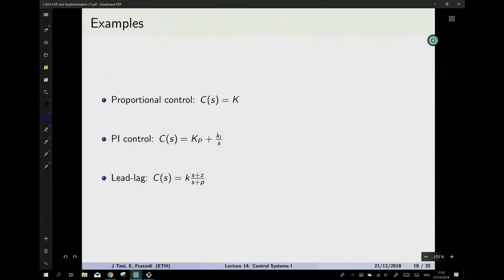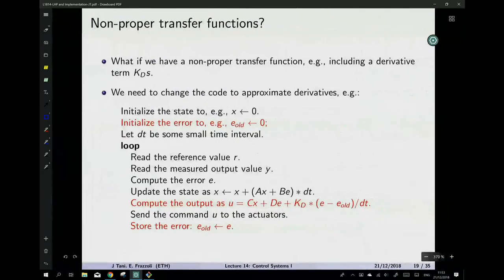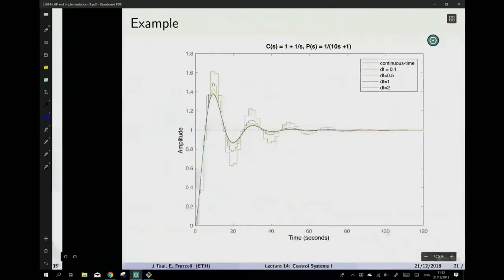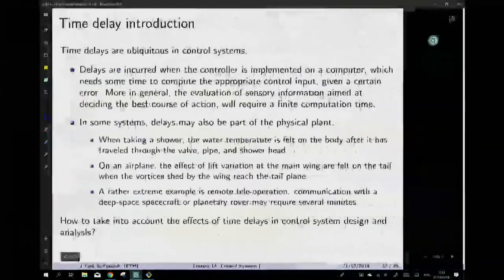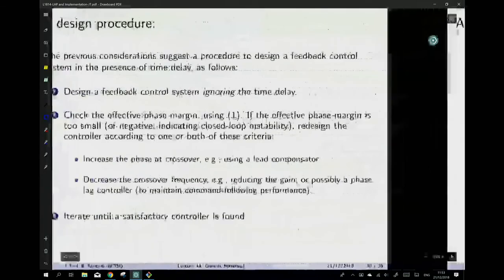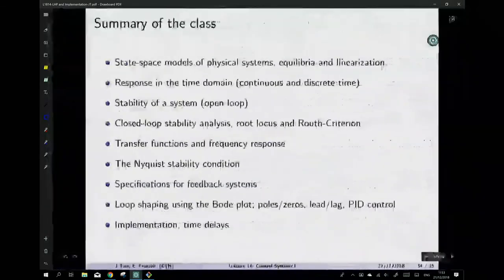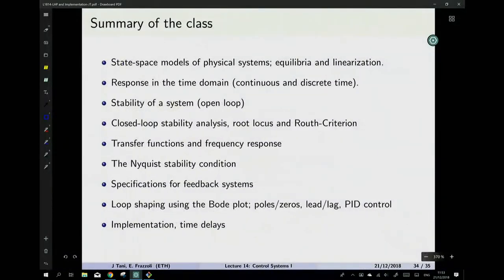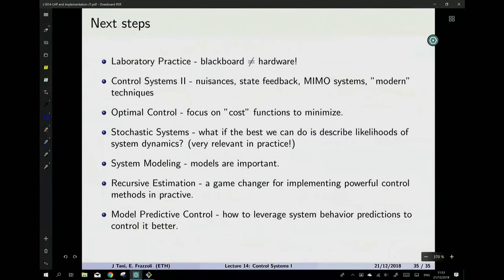So we will not do examples because we don't have the time. I will skip directly to the end of this because that's important. So after all of this, where shall we go? The only things I skipped are what's the influence of time delays?